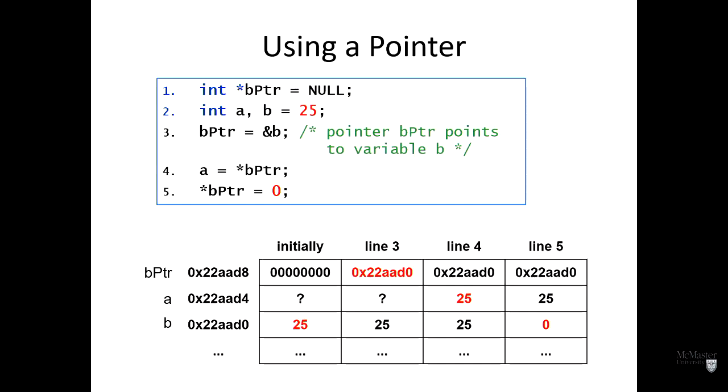Good? And then finally, you say the value that the B pointer is pointing to should be 0. What will happen is you will copy this address, go to the memory, and replace it with 0. A will remain 25. Why? Because the pointer is not pointing to A. The pointer is pointing only to B. Right? And there was a question right here. I guess this answers the question.